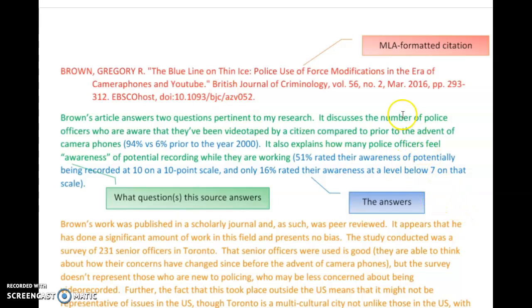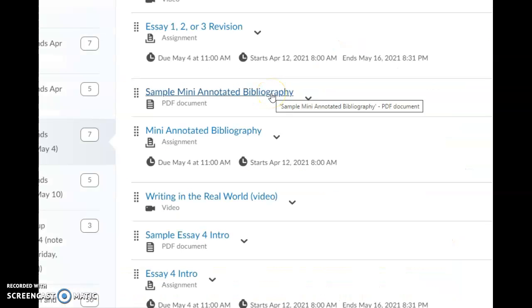Now, as I said, you want to do one of these for each of these sources in Essay number 4. Okay, so that might be 5 to 10 different annotations. Okay, if you have any questions along the way, don't hesitate to let me know.